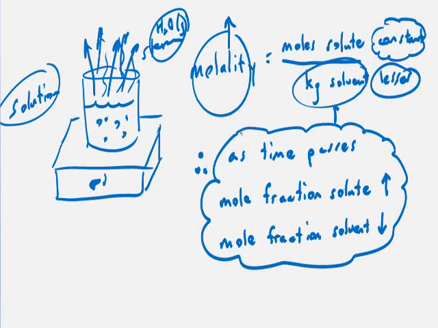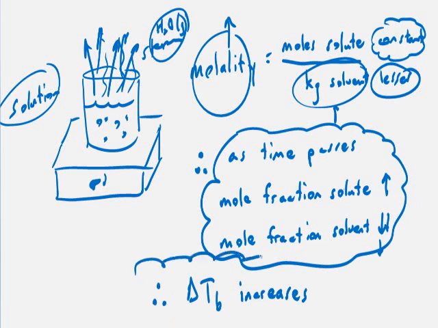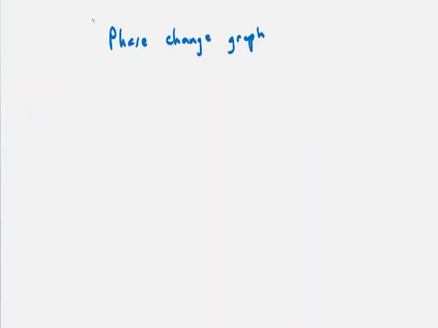Therefore, what's happening is as time passes, the mole fraction of the solute is increasing because there's an ever lesser and lesser amount of solvent present, so the mole fraction of solvent goes down. The result is the change in temperature of boiling will increase as time goes by. As the solution gets more and more concentrated, the solution of water and solute will boil at an ever higher and higher temperature.